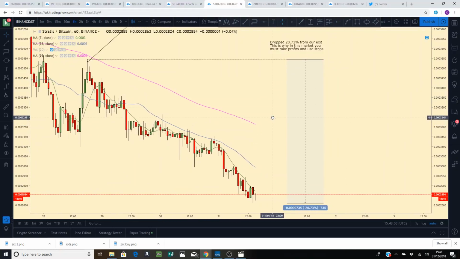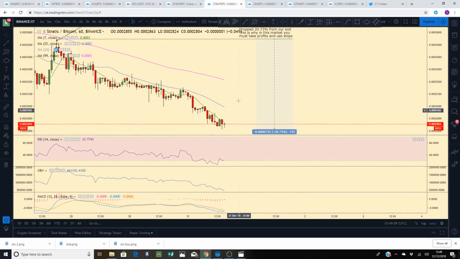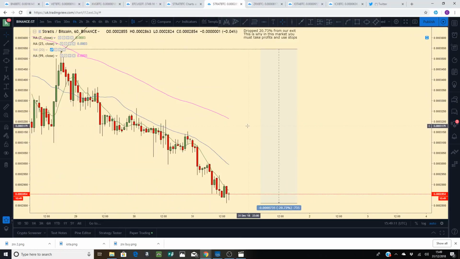And the next time that this does reverse, I'll keep an eye on it, and I'll be looking at this 99 for a bounce. So once this breaks, once this price comes back up, you'll expect a curve 7 through the 25. You should get a reaction there, and then around about here is where you should see a bounce off the 99.